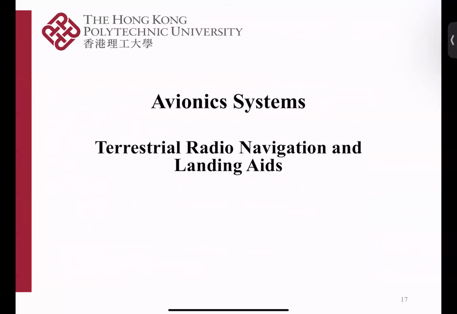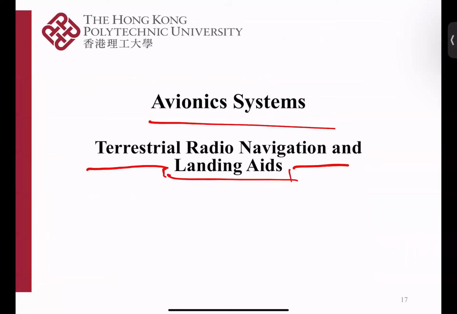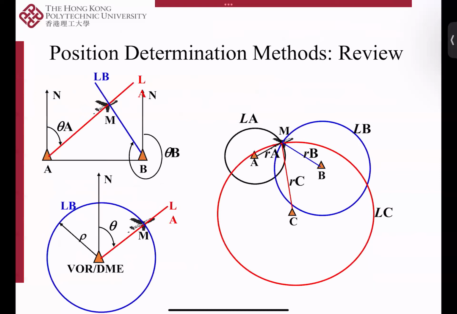After that, we'll go into some avionics systems related to terrestrial radio navigation and landing aids. Before doing so, there are 3 ways of doing positioning. I think you need to know this, because it's a very useful way when, in the future, other engineers ask you how to do navigation or other things.